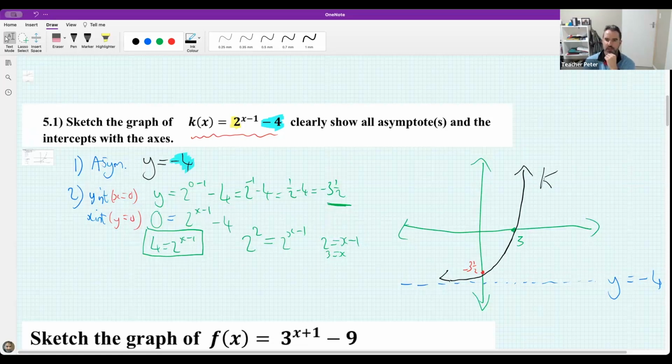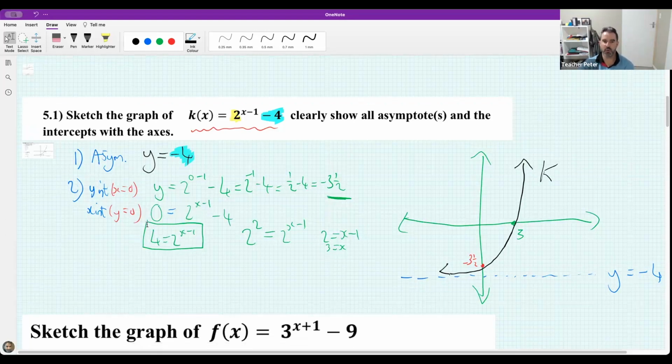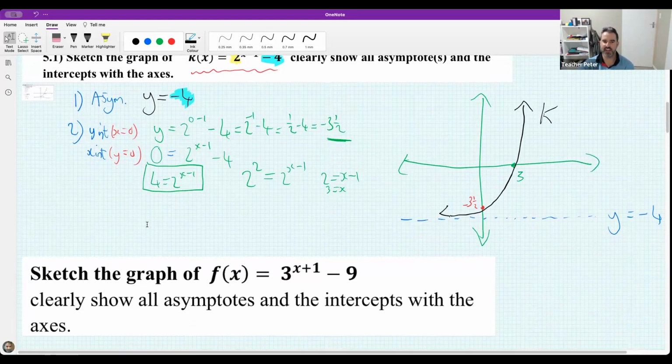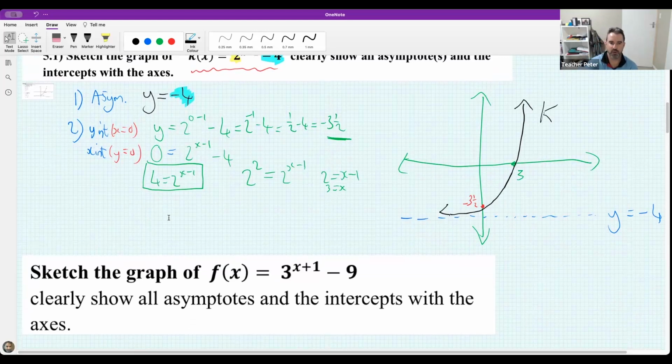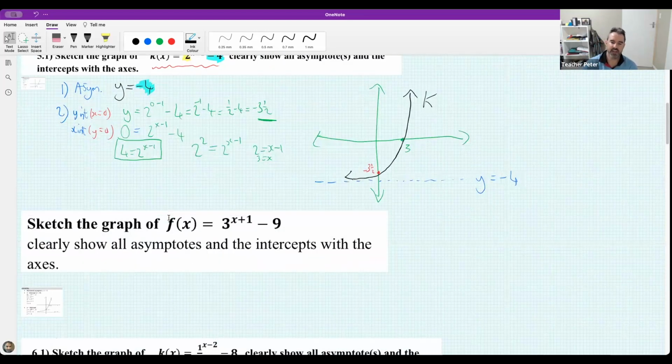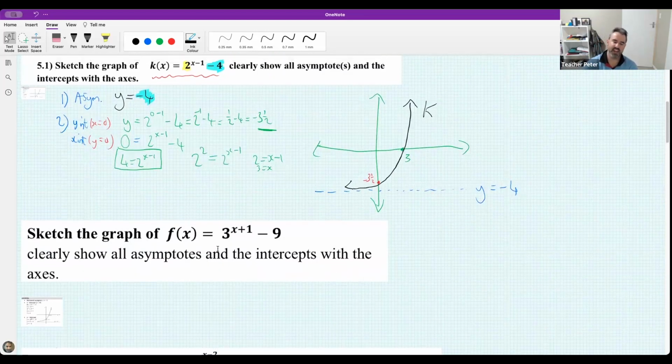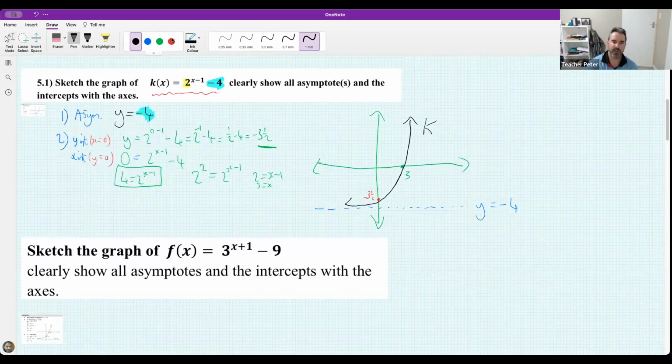Okay. Well, I tell you what, let's then do another one just to make sure we understand it. And then if we understand it well, it'll go very quickly. So next question is, I want you to sketch the exponential function like this.